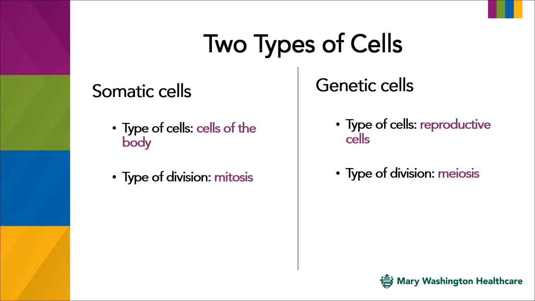We have 2 types of cells. There's somatic and genetic. Somatic cells are the cells of the body, such as nerve cells, blood cells, skin cells, any cell except for reproductive, and they undergo the process of mitosis. Genetic cells are reproductive cells, for example, sperm cells and eggs, and they undergo the process of meiosis.